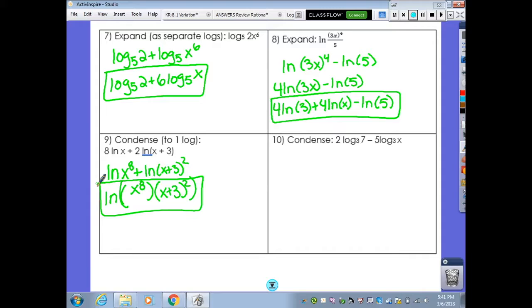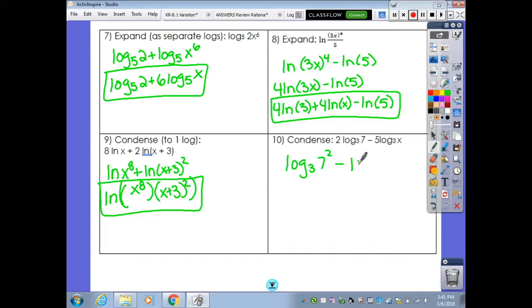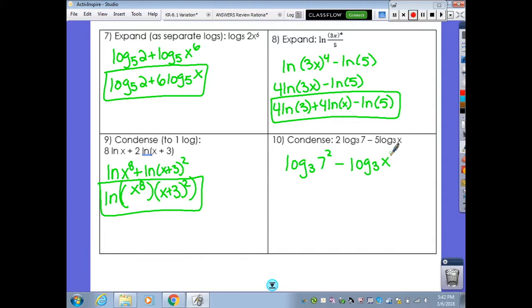And the last one. We bring our exponents back, so we have log base 3 of 7 squared minus log base 3 of x to the 5th. This minus sign means we're dividing, so this becomes log base 3 of 7 squared over x to the 5th. We know 7 squared is just 49, so we have log base 3 of 49 over x to the 5th. And that will be our final answer.